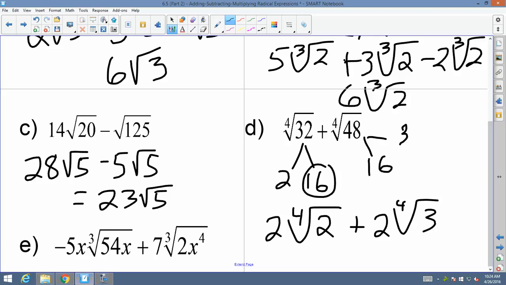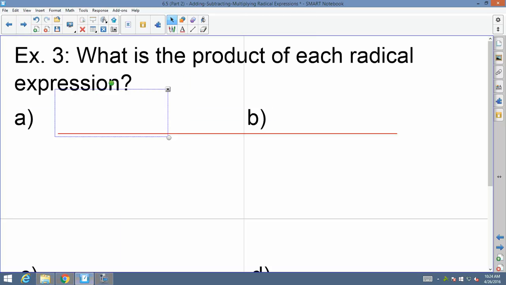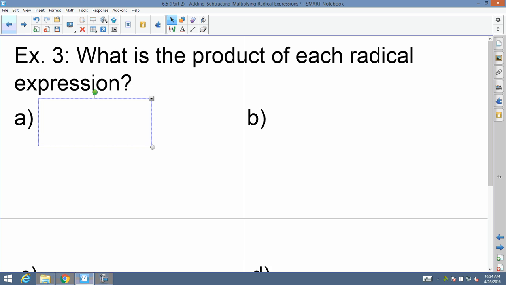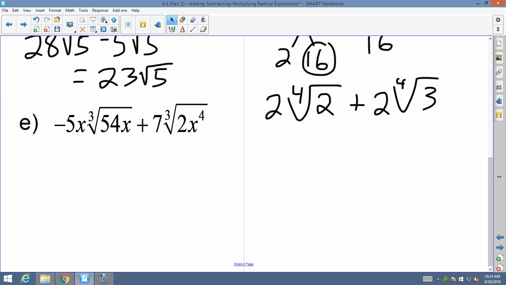Well done, son. Okay. So, what is the product of each radical expression? Oh, I skipped one? Okay, let's go back. Oh, my bad. Thank you, sir. E. Okay, what about here?